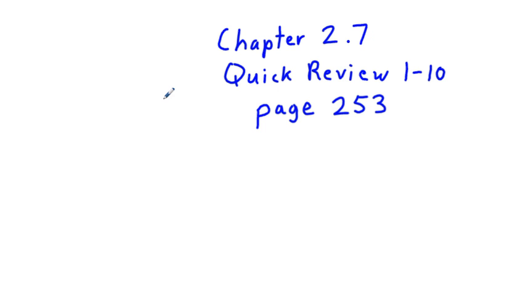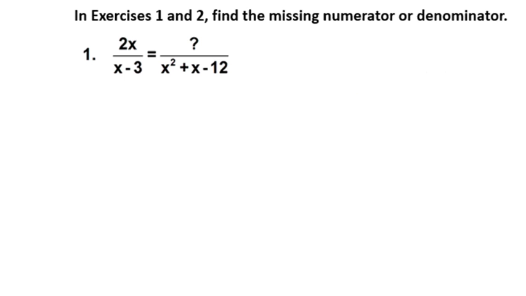Chapter 2.7 Quick Review, number 1 through 10. This section, 2.7 of the book, has to do with solving rational equations, and so this set of exercises is preliminary to that. In exercise 1 and 2, find the missing numerator or denominator.